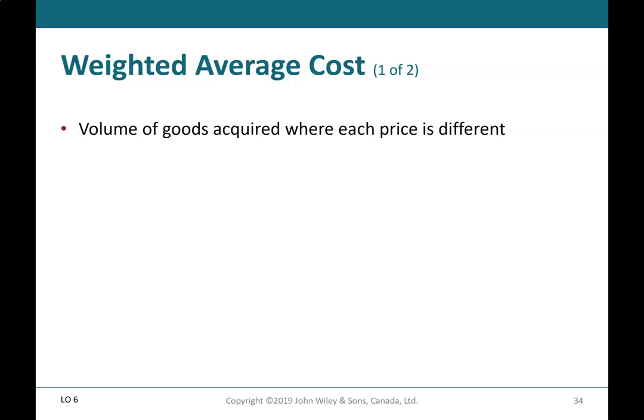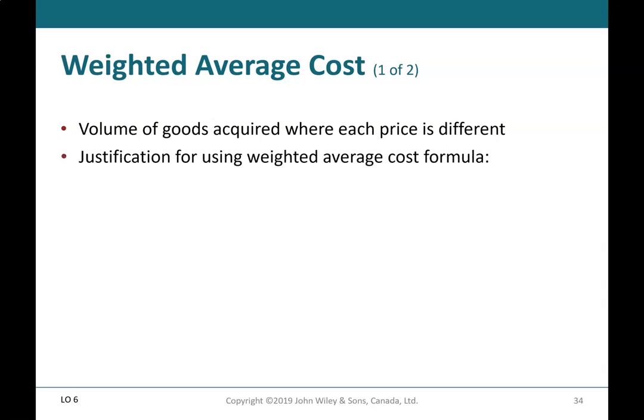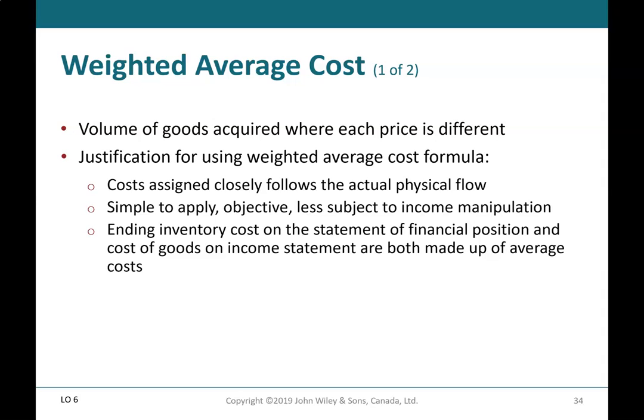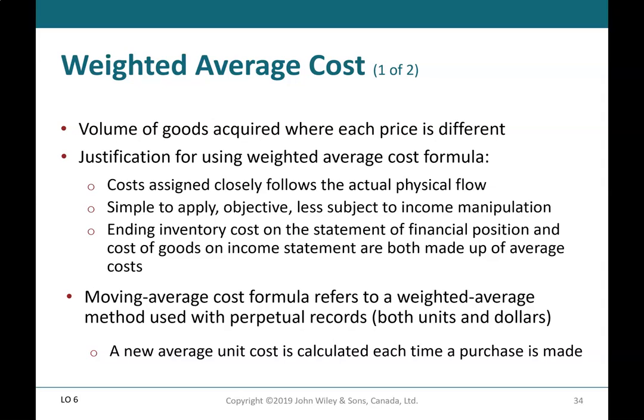Weighted average cost, 1 of 2. Used for a volume of goods acquired where each price is different. Justification for using the weighted average cost formula: costs assigned closely follow the actual physical flow. It is simple to apply, objective, and less subject to income manipulation. Ending inventory costs on the statement of financial position and cost of goods sold on the income statement are both made up of average costs. Moving average cost formula refers to a weighted average method used with perpetual records, both units and dollars. A new average unit cost is calculated each time a purchase is made.